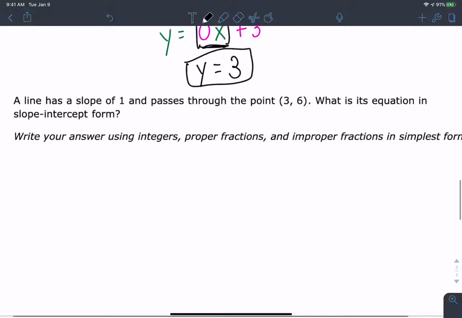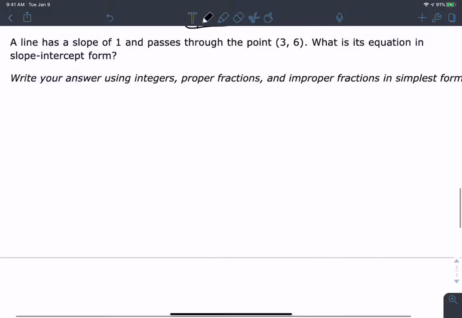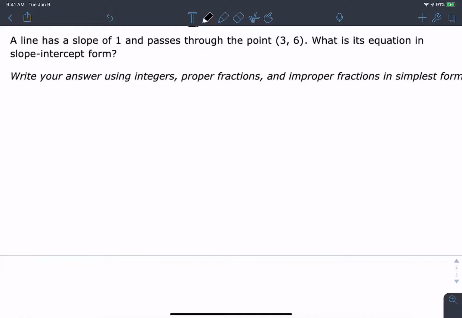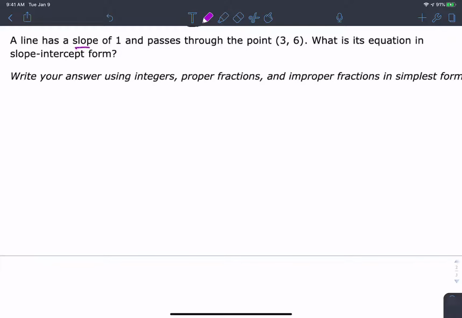Next one here, and if you want to go up in your point values, or if you need to do that, then this one's a little bit different. If you already have your SMART score, then you're good. But this one has a slope of 1 and passes through the point (3, 6). What's the equation in slope-intercept form?